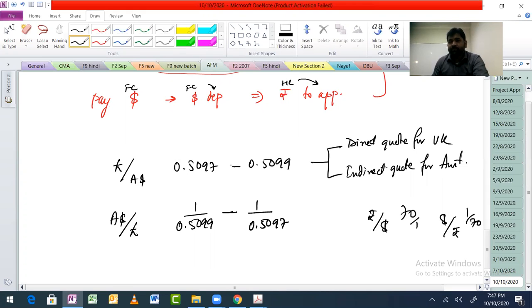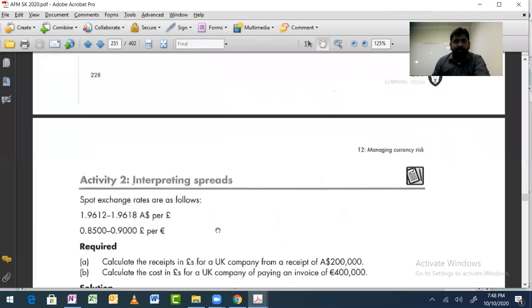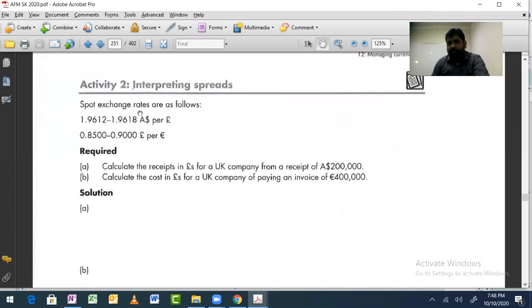Are we fine with this? This will become 1 by ask and this will become 1 by bid, if you have these kind of rates. Anyways, so this is it. Then interpreting the spread. So spot exchange rates are as follows: this and this. Australian dollar per pound and pound per euro.